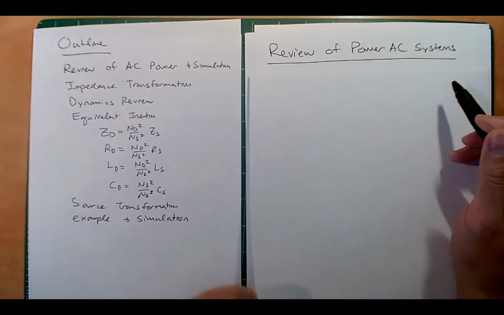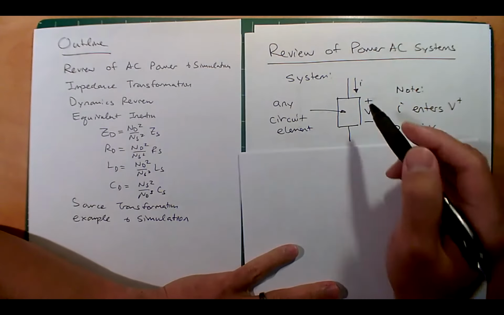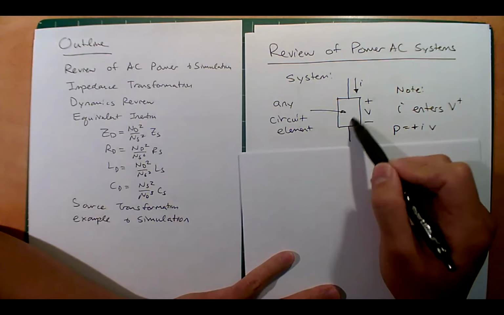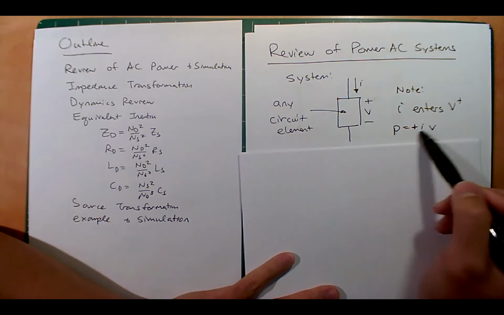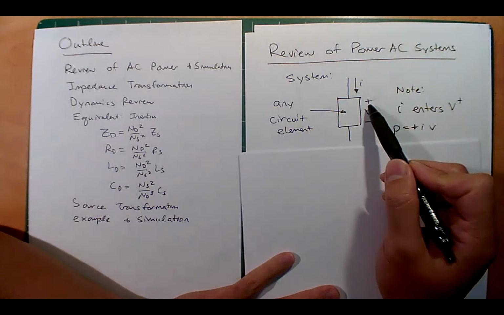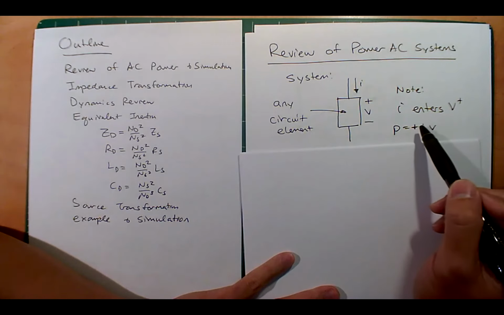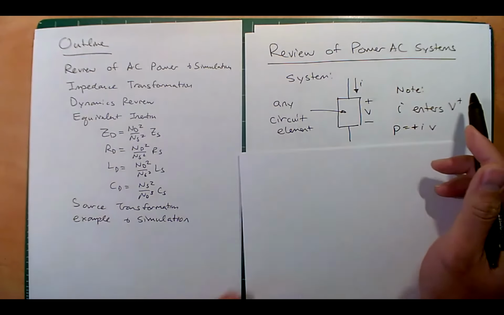Okay, so let's begin. Let's just look at a simple element. Could be anything. This could be a resistor, capacitor, inductor combinations, right? And you have some voltage and some current. Note for this example, we're showing that the current enters the positive terminal of the voltage. It just makes things simpler because then we use the positive IV version, right? It still works if we had it the other way, but let's just keep it like this.